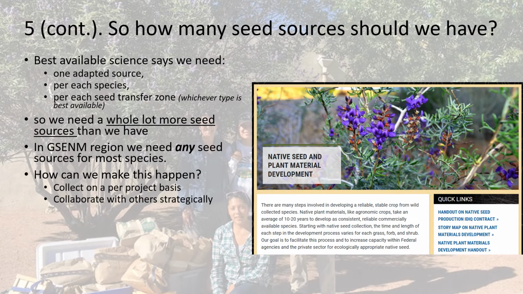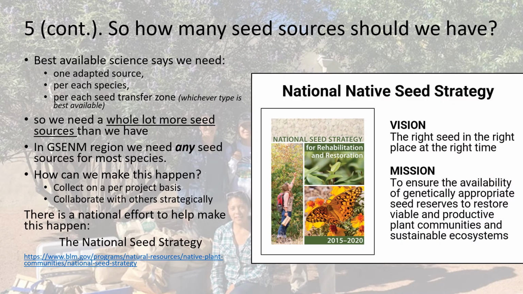And again, we could collect individually on a project-by-project basis, but if we can collaborate with others strategically on a much larger scale, we might be able to gradually bring more and more priority plant material sources to the market that we need. There is a national effort in progress to make this happen. It's called the National Seed Strategy.